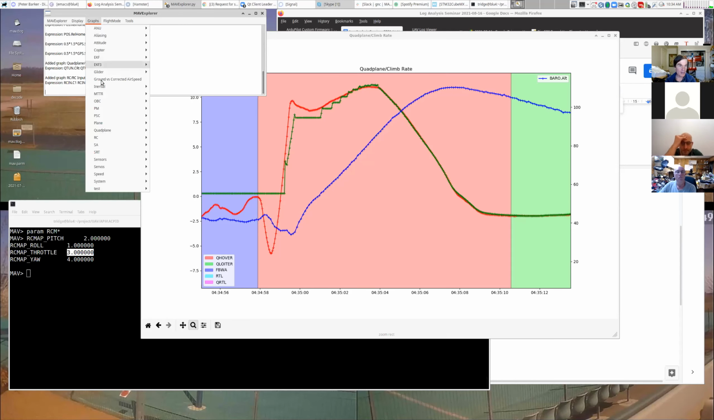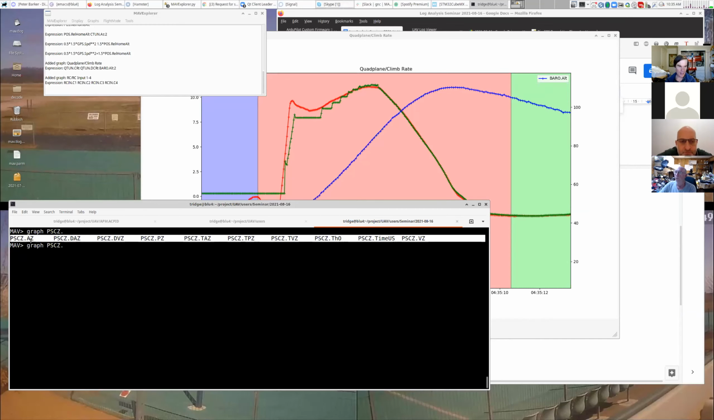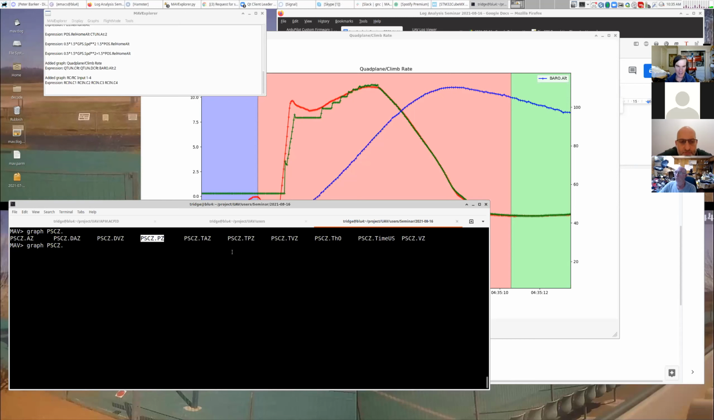So we can start having a look at this message called the PSCZ message, which is position speed controller Z axis. Z is the up down part. And in fact, Z is up in this message, whereas in the EKF and a lot of other places, Z is down. So it can be a little bit confusing. Now we've got a whole bunch of fields in this message. We've got the position in Z and the target position in Z. We've got the velocity in Z, that's here, the VZ, and the target velocity in Z. And then we've got the acceleration in the Z axis, the target acceleration in Z, and this thing called the desired acceleration in Z.